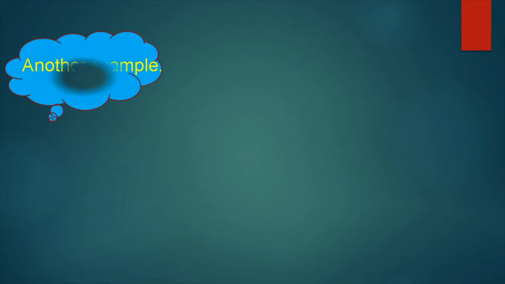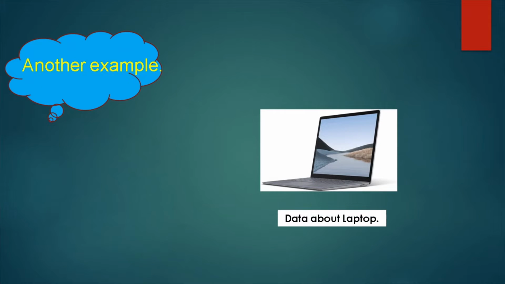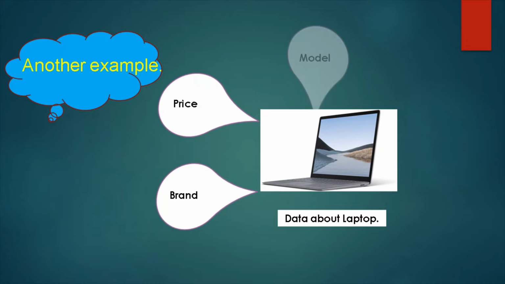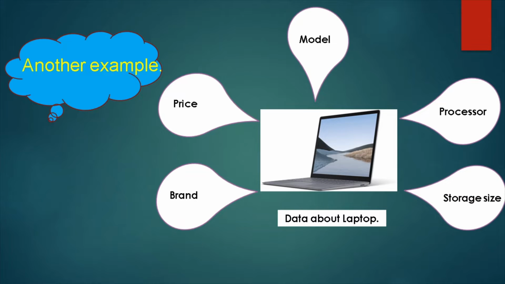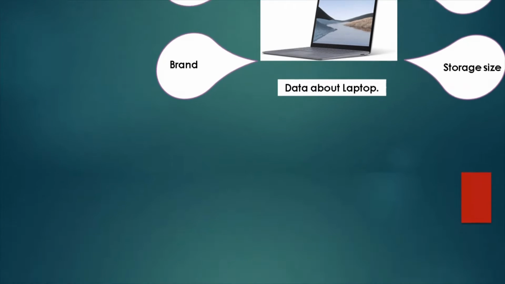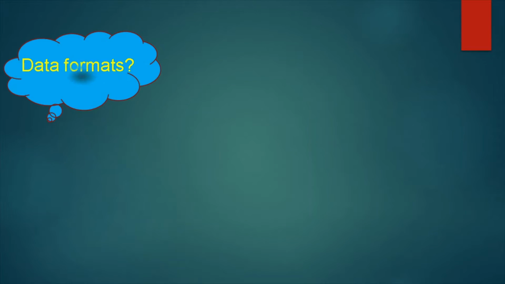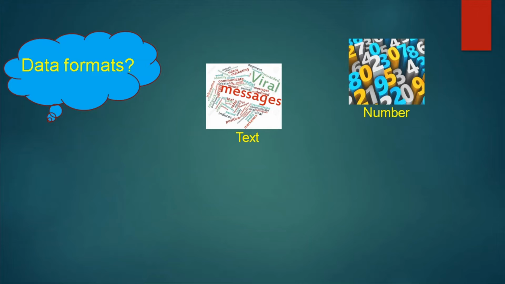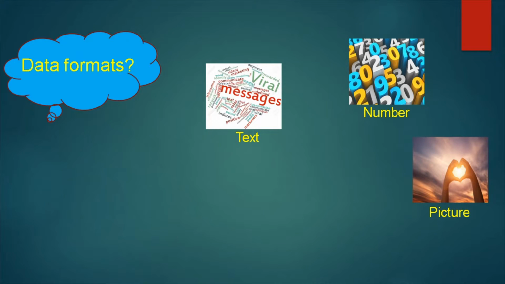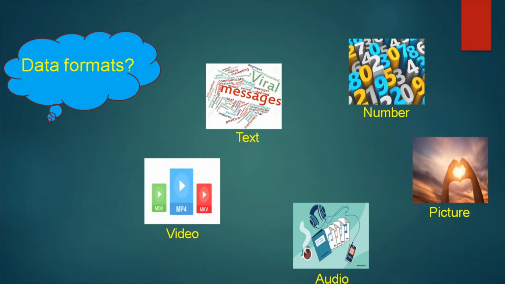Let us have another example, and this time, data about a laptop. The laptop must have a brand, price, model, processor, and storage size. These are the essential data that's part of a database. Data have different formats. We have text format, number format, picture format, audio format, and the video format that could be stored in the database.